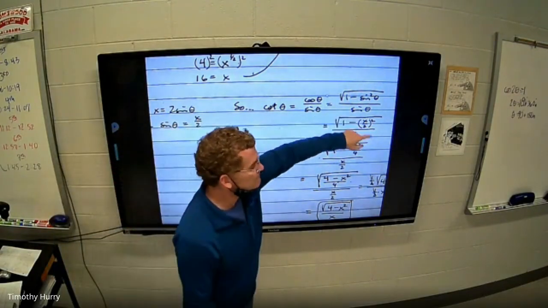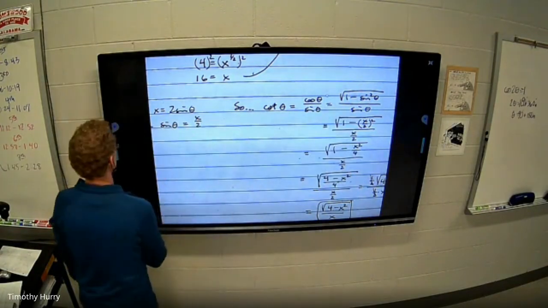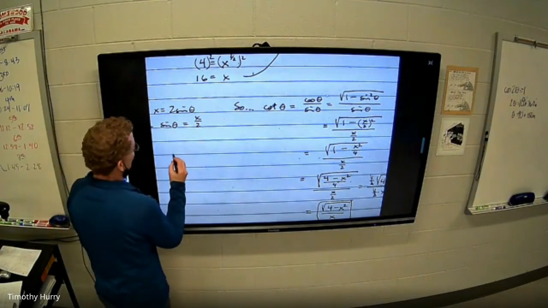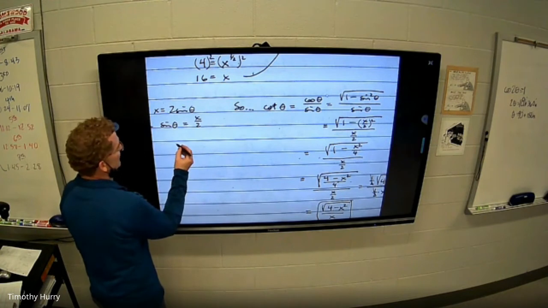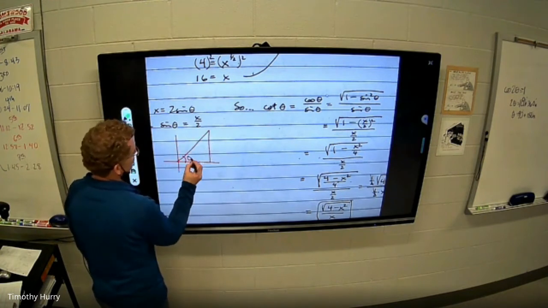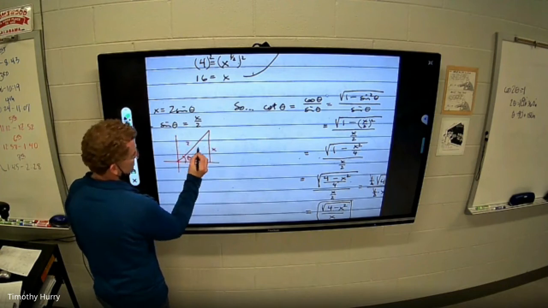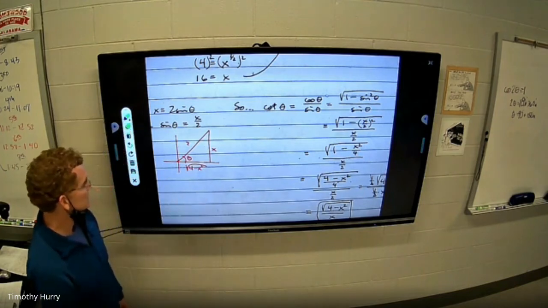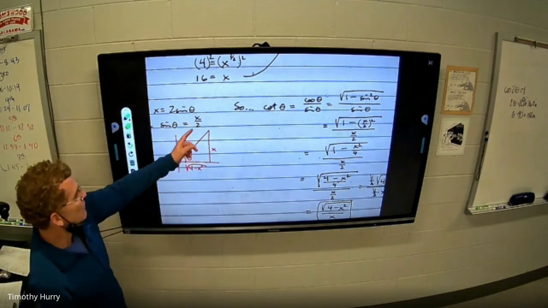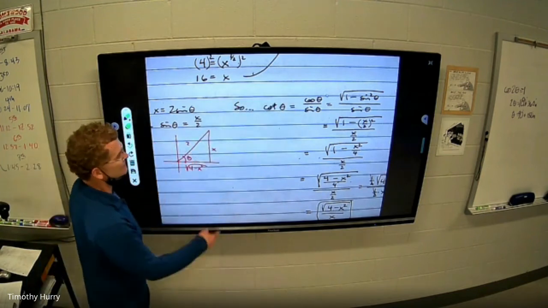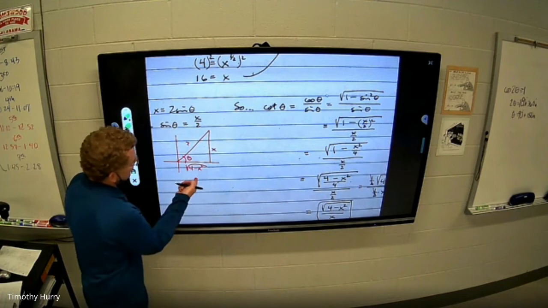What she's saying, which might actually be a little easier, is, well, what if you said, hey, if I had some triangle like this, and that was theta, the sine of that would be x over 2. Well, then the Pythagorean theorem would say that this is the square root of 4 minus x squared, right? So right here, if I want cotangent of theta, which was cosine over sine, I could say, well, the cosine is that over 2.